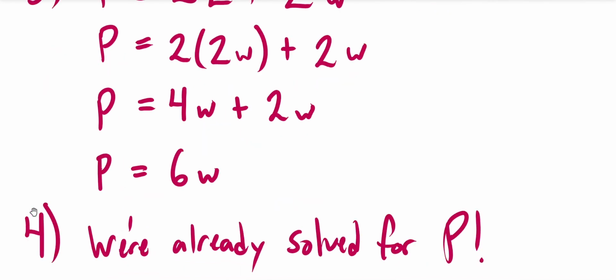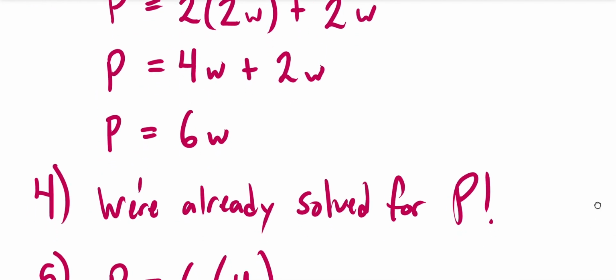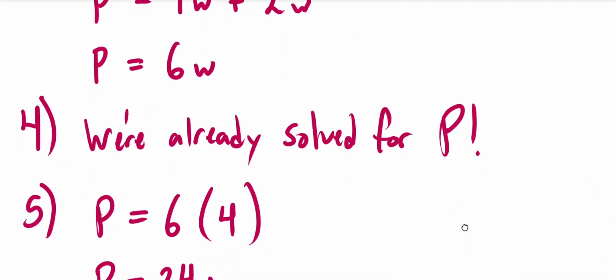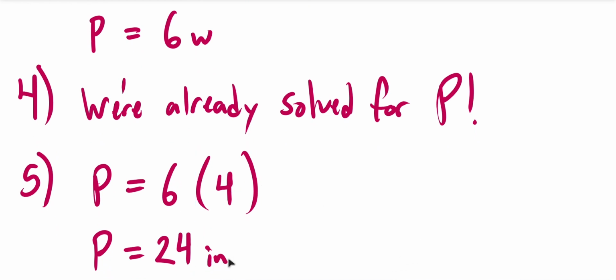Now, in step 4, you usually solve for the unknown variable, but I asked for perimeter, and hey, this equation is already solved for P, so that step is unnecessary. We plug in 4, we get 24. This 4 had the unit of inches. We'll talk more about units in subsequent problems, but for now, if our distances are given in inches, our perimeter should also be measured in inches. So the answer is going to be 24 inches, and that completes the problem.